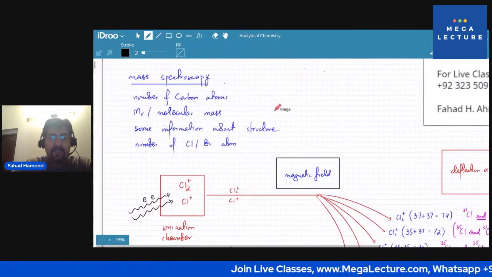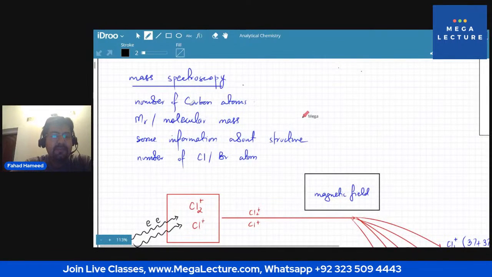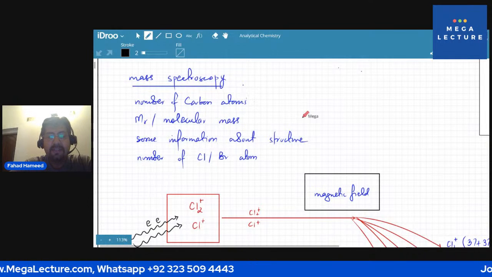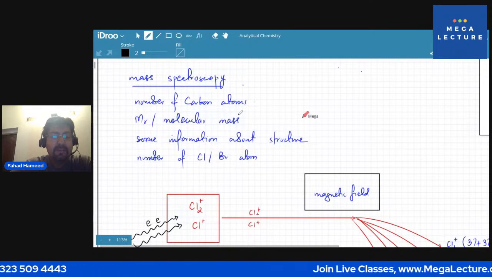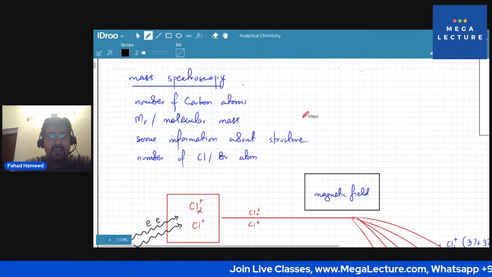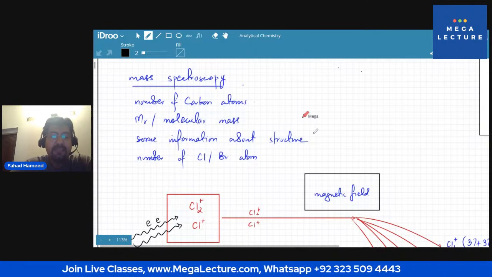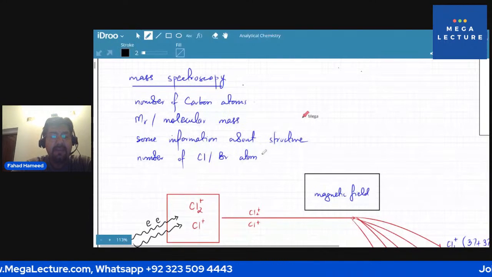Mass spectroscopy provides you with the number of carbon atoms. You can figure out the number of carbon atoms by looking at a mass spectrum. You can figure out the Mr of the molecule, which is the relative mass of the molecule, and some information could be derived about the structure, which is based on the fragmentation pattern. You can figure out the number of Cl and Br atoms.